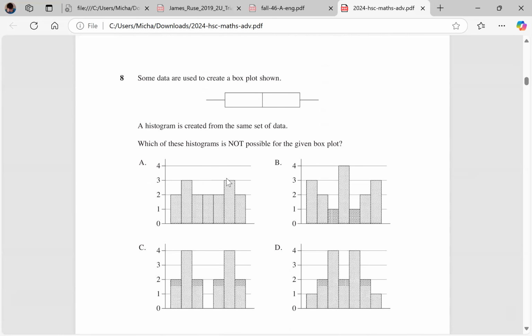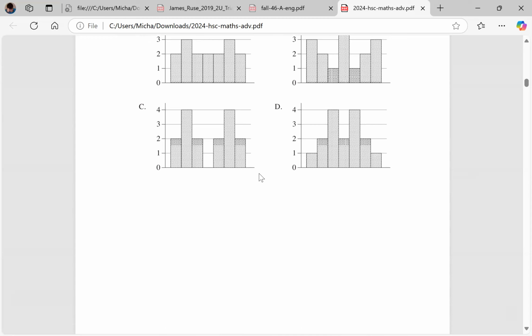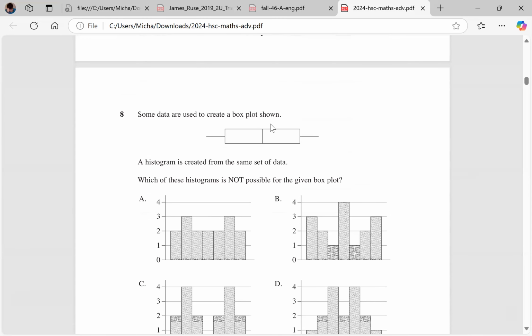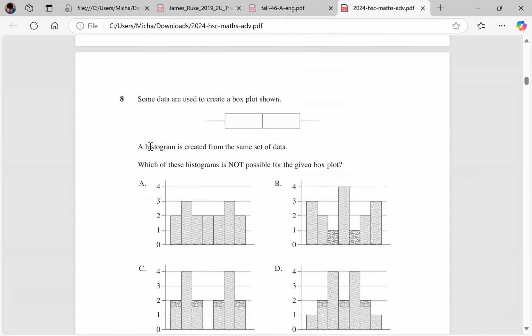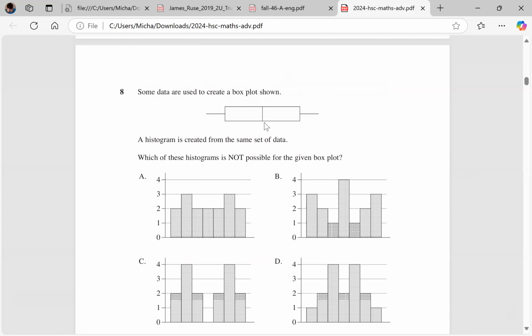Okay, so question 8. Some data are used to create a box plot. Oh, I can't. For some reason, box plots, not really. Like they only ever show up in tests, huh? A histogram is created from the same set of data. What box plot do we get even? It's not labeled with anything.